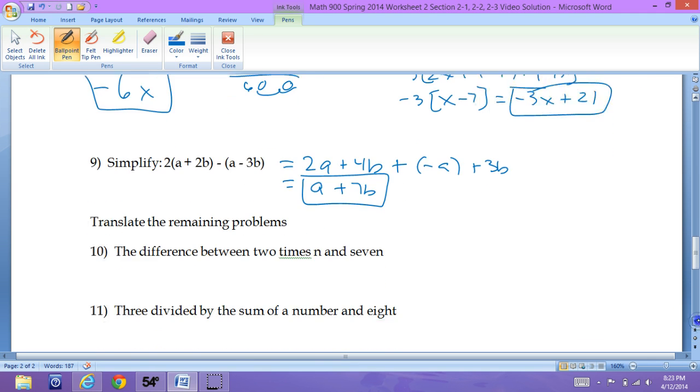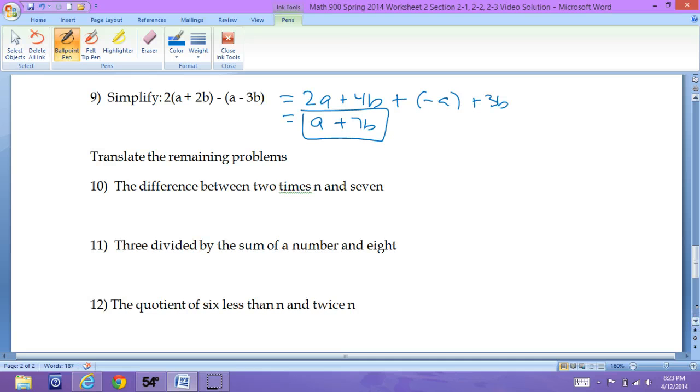Now we have to translate. And this is very important in a mathematics class, to be able to translate words into an expression or an equation. So the difference between 2 times n and 7. So the difference between what and what? These are our two things, and there's a difference sign. Difference, you go left to right. It's not comparable to the less than, where the first thing would actually go second. This is different, so we just go left to right.